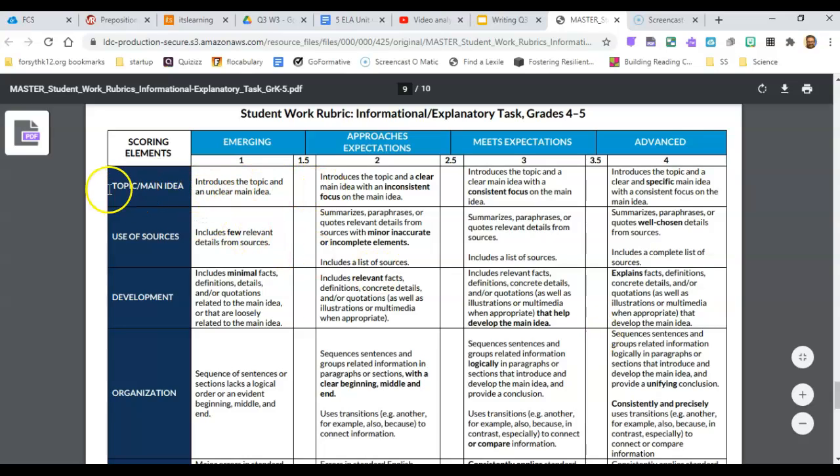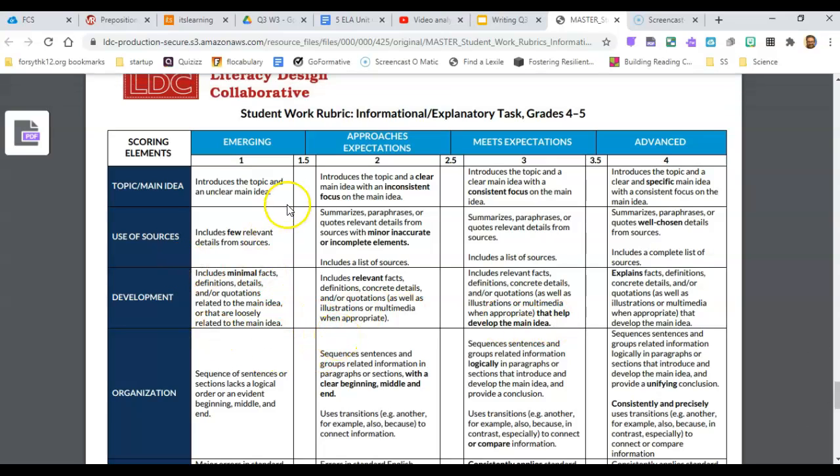So each section here, topic and main idea, you could either get a 1, 1.5, 2, 2.5, 3, 3.5, or 4. You go across. Use of sources, go across. Development, go across, and that's how you would read this. So I want to take a moment and let's really look at the advanced section. What would it take to get full points in each area?